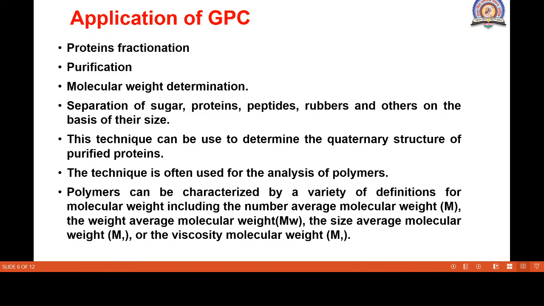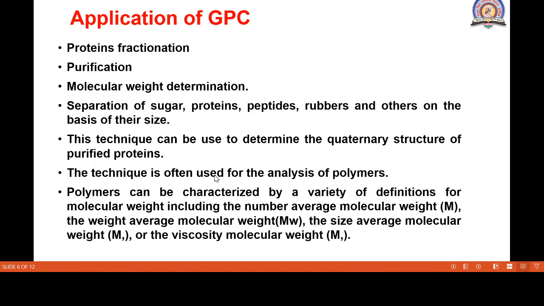Then we see the application of this gel permeation chromatography. Protein fractionation is generally performed by using this GPC technique. Then purification of an organic compound is also done by using this GPC technique. Molecular weight determination is also performed by this GPC technique. Separation of sugars, proteins, peptides, rubbers and others on the basis of their size is also done by using this technique. This technique can be used to determine the quaternary structure of purified proteins.